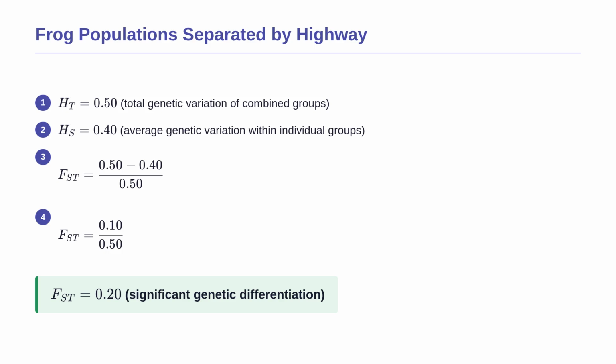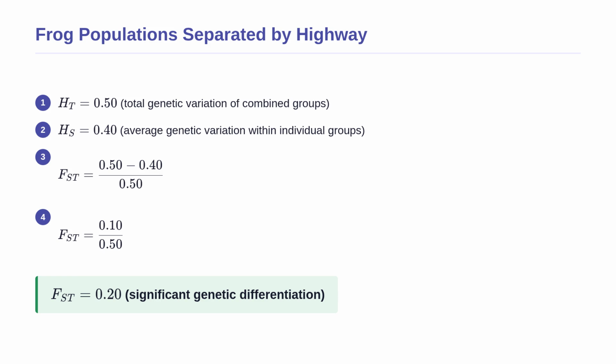Before we move on, let us see this formula in action with a concrete example. Imagine we have two populations of frogs that have recently been separated by a newly built, massive concrete highway. We want to know if they are becoming isolated enough to eventually be considered different species. We measure their genetics and find that the total genetic variation for both groups combined, HT, is 0.50. The average genetic variation within the individual groups, HS, is 0.40.